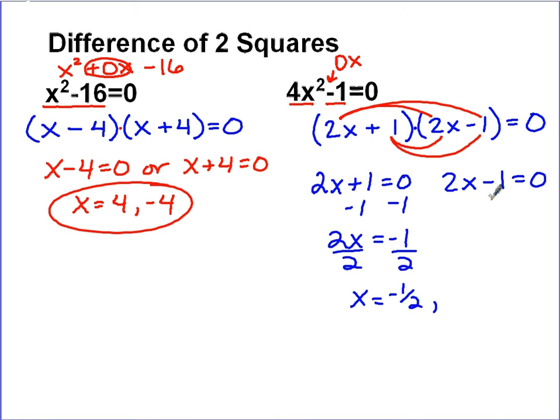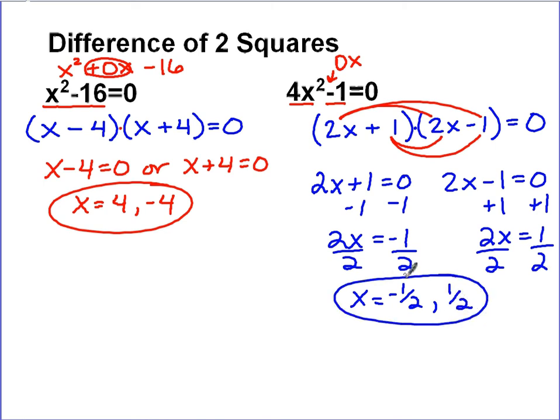We do the same thing over here on the right, but we would add 1 and divide by 2. And x equals positive 1/2. So my two solutions are negative 1/2 and 1/2. And that's how you factor to solve quadratic equations by the difference of two squares.